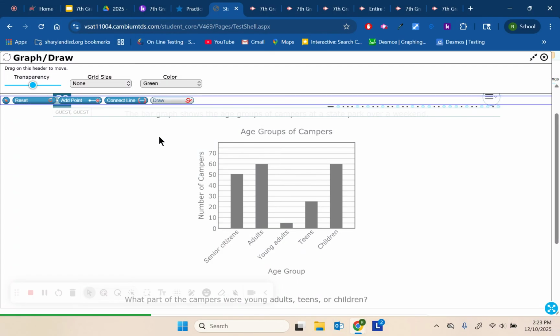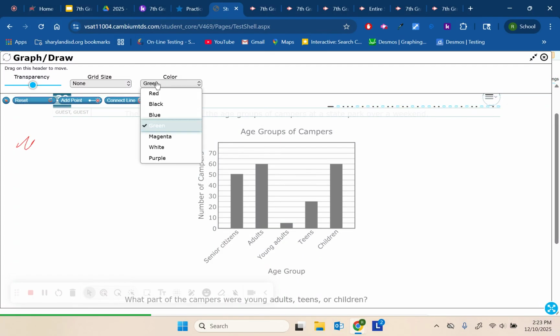Using the tools that were given to us, it should be red, right? Let's go back to green. See if I get green. Nope. One more time, green. I want green. Here it is. Young adults is here, which is 5, plus teens is going to be here, which is right about here, 25. That's 30. And then children is right here.